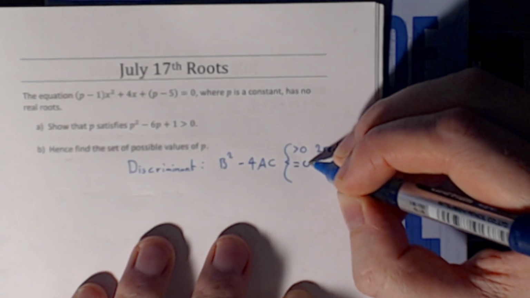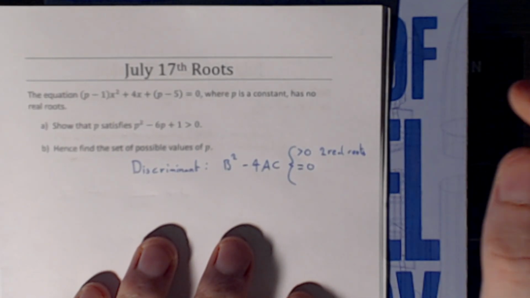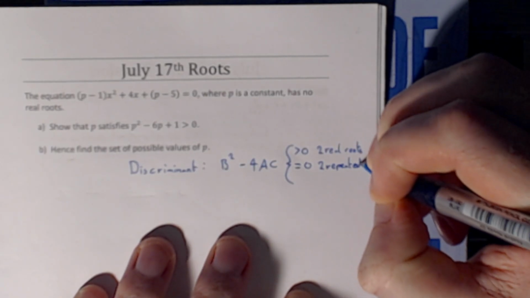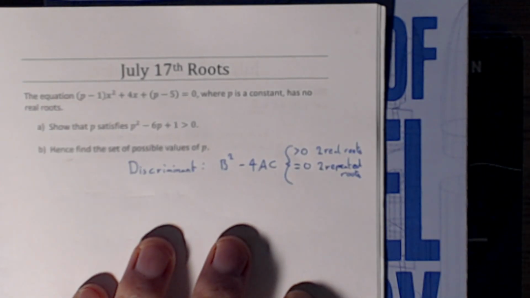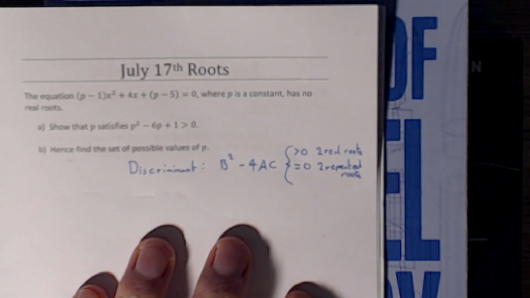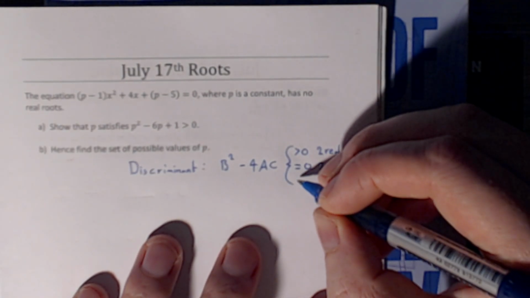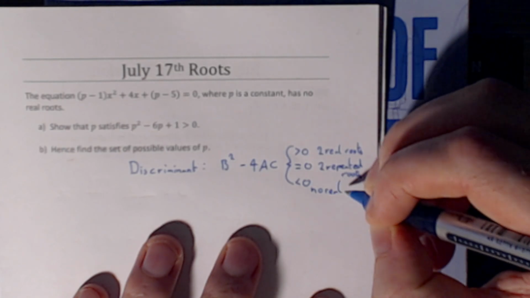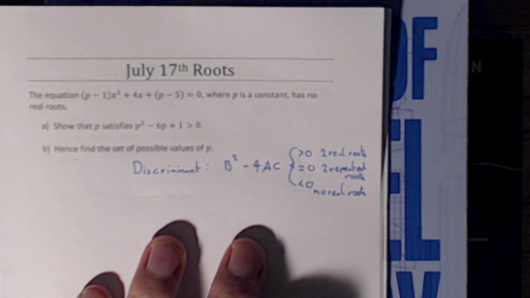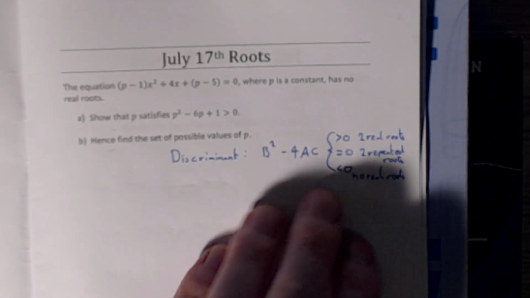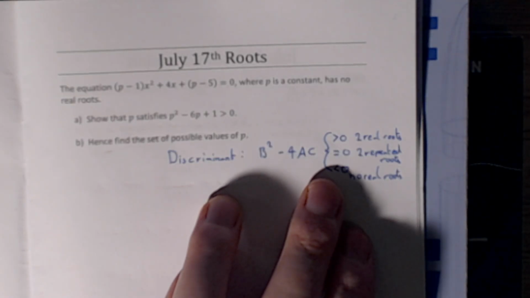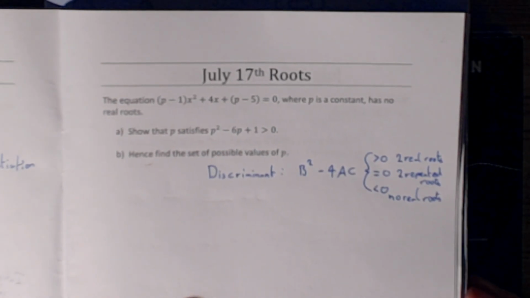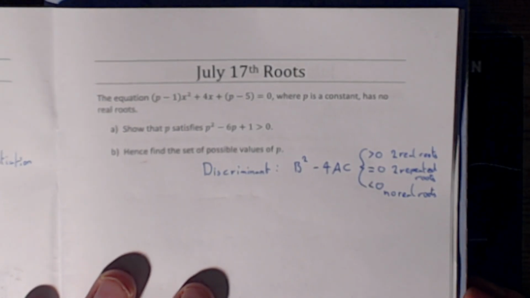If it's equal to 0, it was slightly weird how we said this. We said that there were 2 repeated roots. There's a technical reason behind that, we don't need to worry about it. And lastly, if it's less than 0, there are no real roots. Okay, not quite giving ourselves enough space there, but that's the rule we're working with. It is b squared take 4ac, and depending on what it equals, will tell us how many roots a quadratic equation will have.